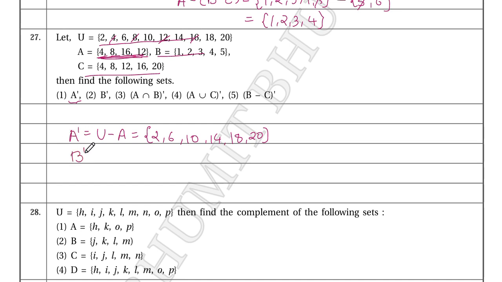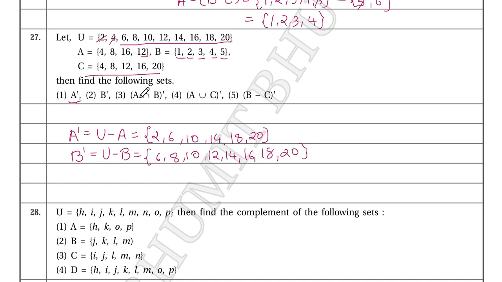Similarly B complement. So B complement means what? Universal set minus set B. So remove the elements of B from the universal set. Okay. So B set is 1, 2, 3, 4, 5. So remove 1, 2, 3, 4, 5 from the universal set. So 1 is not there, 2, 4 and 5. So the remaining 6, 8, 10, 12, 14, all the elements we have to write down: 6, 8, 10, 12, 14, 16, 18 and 20.